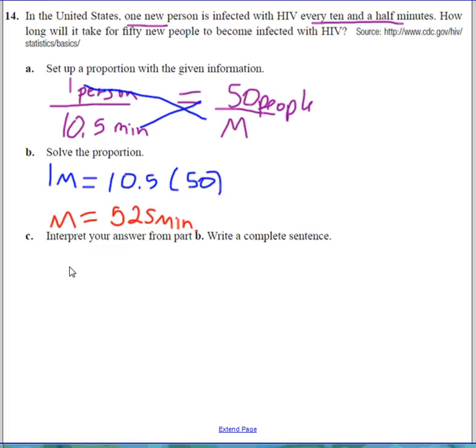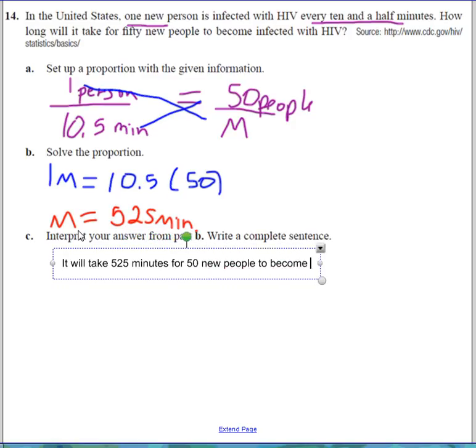And so our results are that it will take 525 minutes for 50 new people to become infected with HIV in the United States.